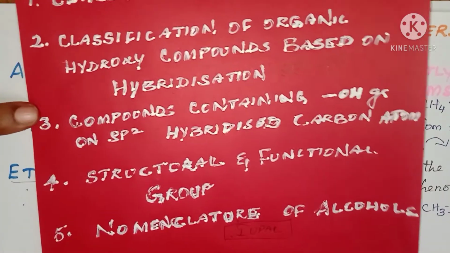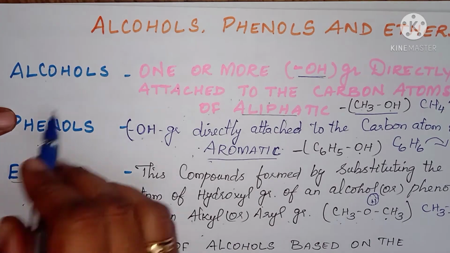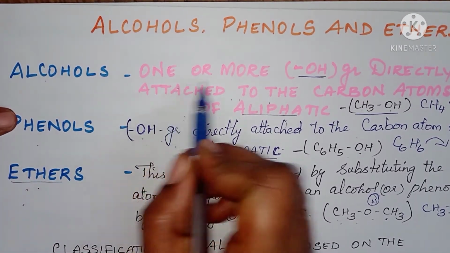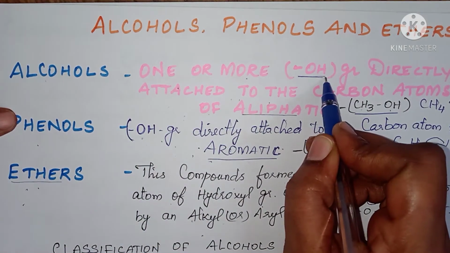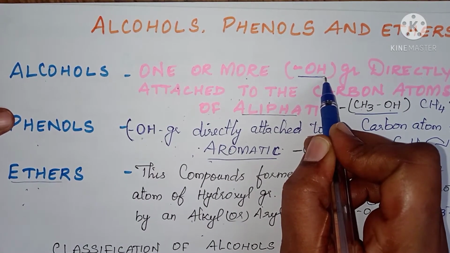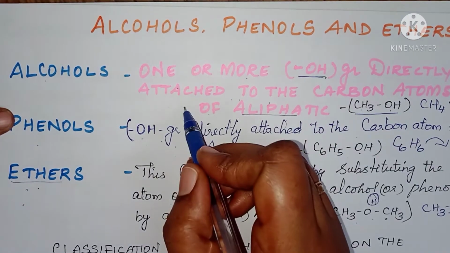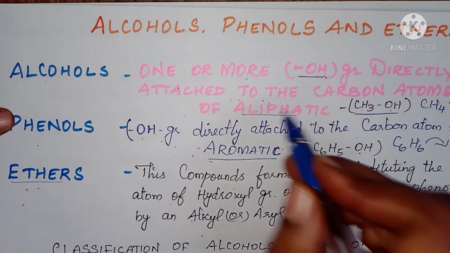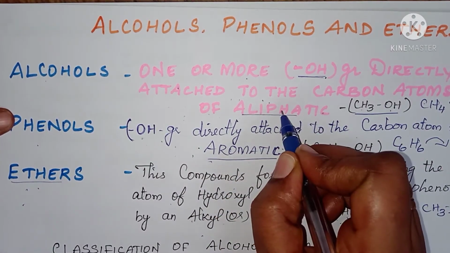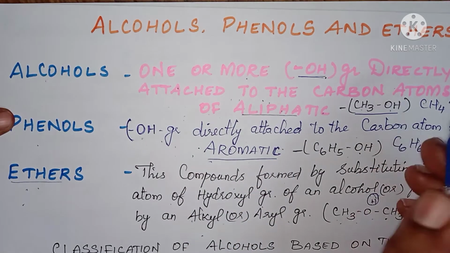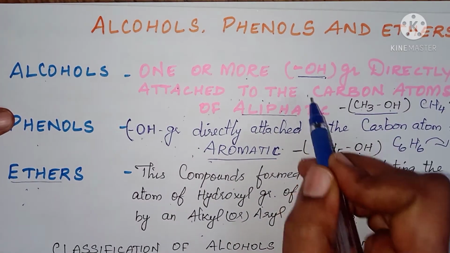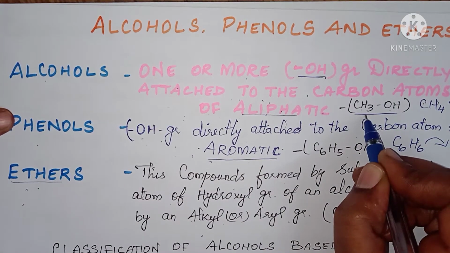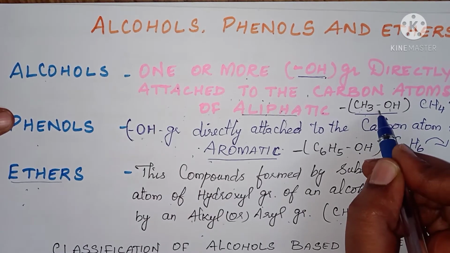Now, shall we go to the topics? The first one, alcohols and phenols. What do you mean by alcohols? One or more hydroxyl groups, that means OH group, directly attached to the carbon atoms. Carbon atoms here means aliphatic carbon. So one or more hydroxyl groups attached to aliphatic carbon atoms is called alcohol. For example, CH3OH is methyl alcohol.